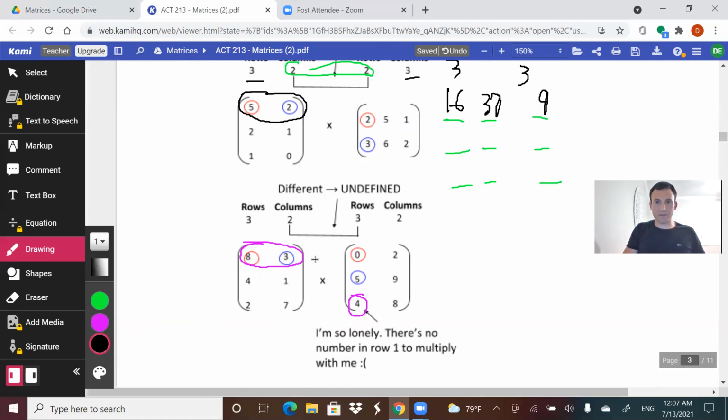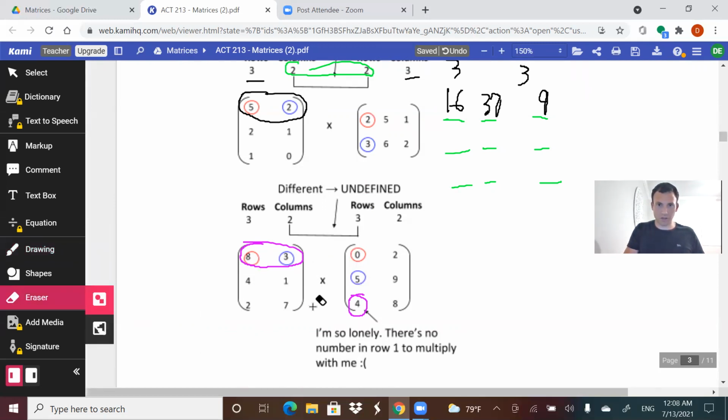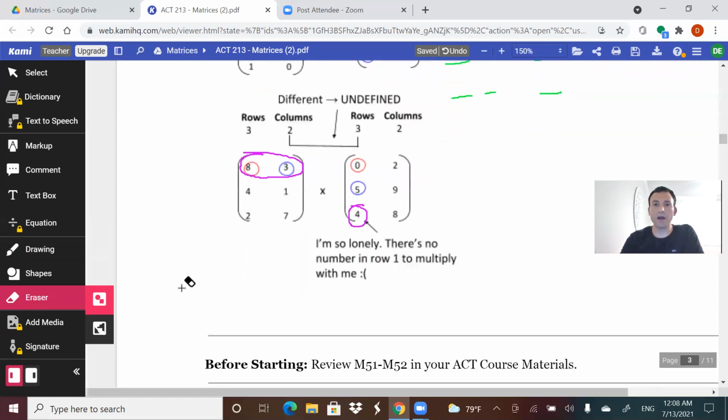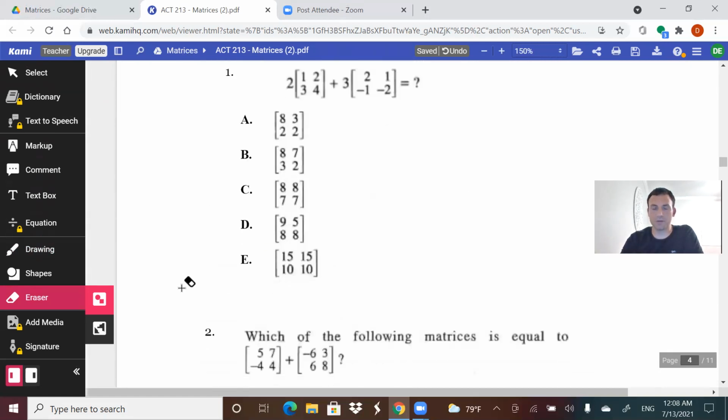What we would need to have is another column, right? Then these would match up. If I had like an 8, 2, and a 1, then I could go 8 times 0, 3 times 5, 8 times 4. But because that column doesn't exist, the internals don't match up, and that means we can't do it. Okay, let's try some matrices problems.